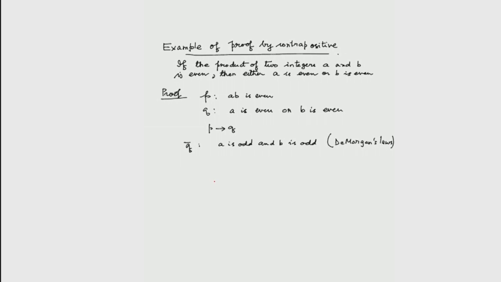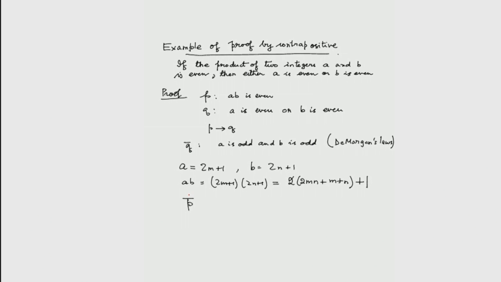So, we are assuming that a is odd and b is odd. Therefore, a can be written as 2m + 1 and b can be written as 2n + 1. If we take the product ab, then this is (2m + 1)(2n + 1), which gives me 2(2mn + m + n) + 1. Now, we see that a into b is odd, that is, the product ab is odd. Therefore, negation of p is true.